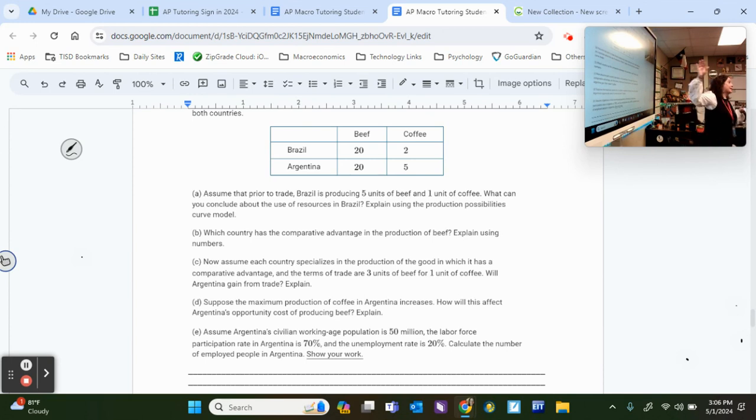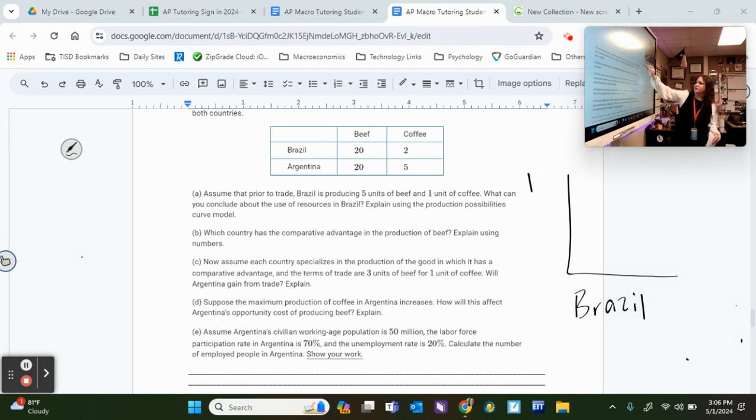The graph shows what can be produced. Just because you can produce it doesn't mean you are producing it. What they are producing is 5 units of beef and 1 unit of coffee. The question is, what would that look like on the graph? Because we're just doing Brazil.